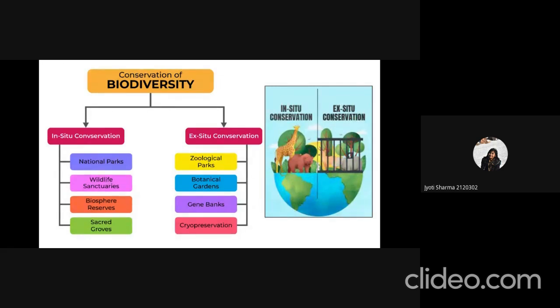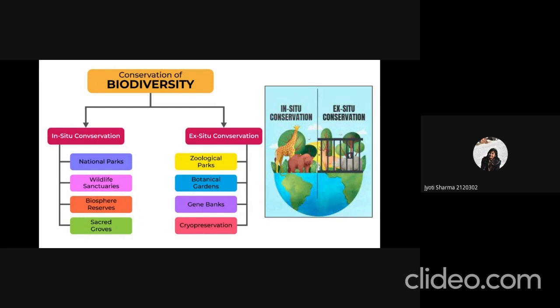And we have the sacred groves. These are areas where we grow some sacred or religious plants or species. So these are the in situ conservation. By this in situ conservation, the wildlife is within its natural habitat and is not going anywhere else. The conservation is being done at their spot only.